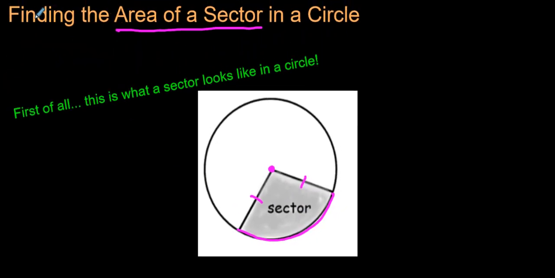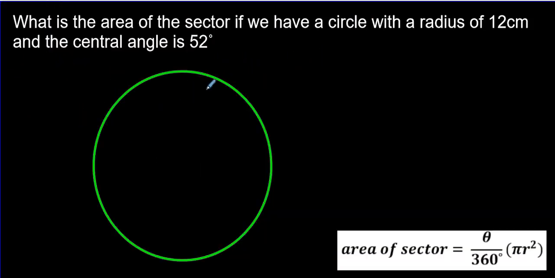Of course, we'll be given some information, and here is what kind of information we could be given. What is the area of the sector if we have a circle with a radius of 12? Let's draw that right now. Here's our circle. Here's a radius of 12. It's 12 centimeters, by the way. And another radius, but what's the angle?